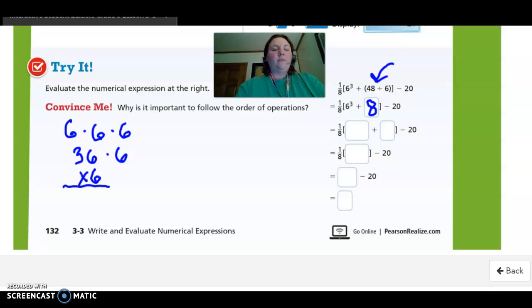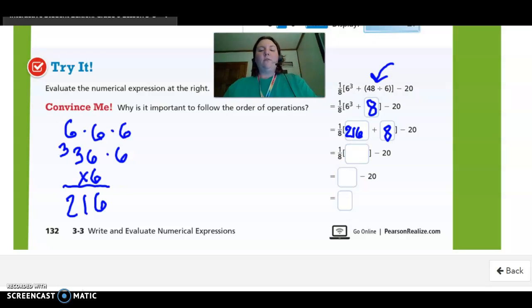So 6 times 6 is 36, and I bring that 3 up to the top. 6 times 3 is 18, plus the 3 I carried, 18, 19, 20, 21. And so 6 cubed is equal to 216. And notice we're going to carry that 8 down because we haven't done anything with it.